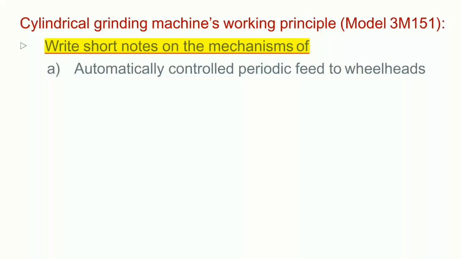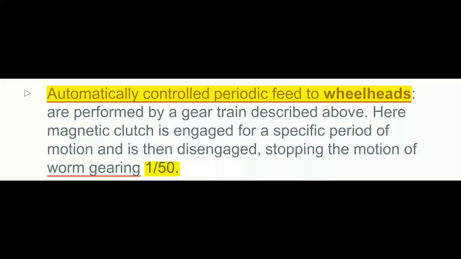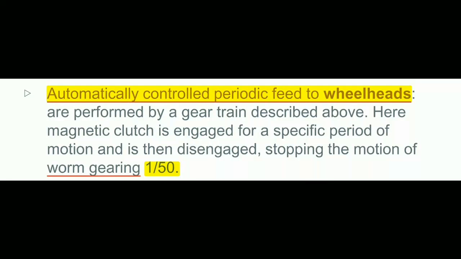Look at this. There is another sample question. Write short notes on the mechanism of automatically controlled periodic feed to wheel heads. This is the answer to this question. Automatically controlled periodic feed to wheel heads is performed by the gear train described above. Here, the magnetic clutch is engaged for a specific period of motion and is then disengaged, stopping the motion of worm gearing 1 by 50.